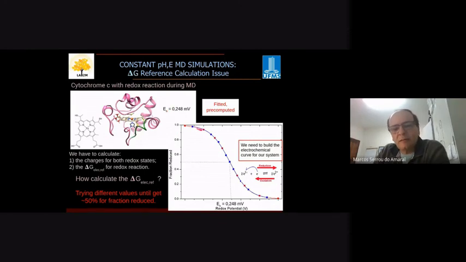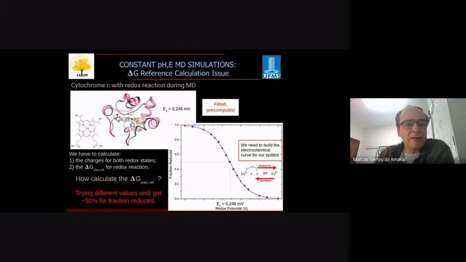You need to run to build this electrochemical curve, but it's not so simple. Of course, there are a lot of atoms, and to run that, here you really need GPUs. Okay, so how can we do that, summarily, speaking in a few words?